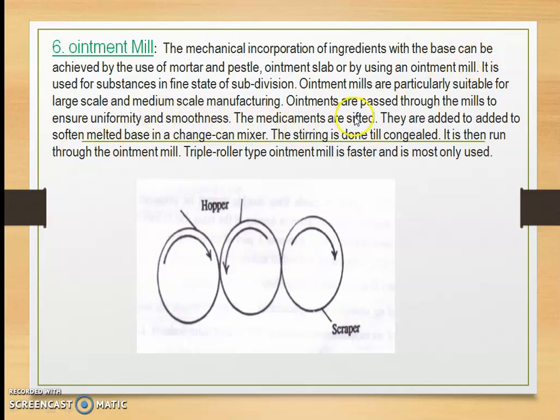The medicaments are sifted and added to the softened melted base in a chain mixture. The stirring is done till congealed. It is then run through the ointment mill. This is the figure or diagram of the ointment mill. This is the hopper through which the base is passed. This is the triple roller ointment mill. It is the fastest and most commonly used.